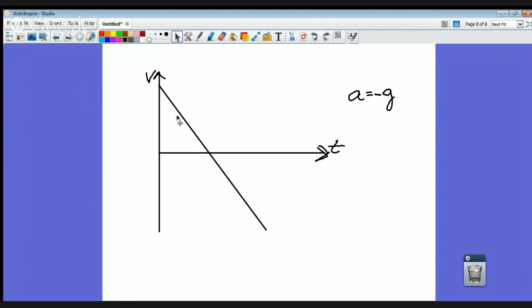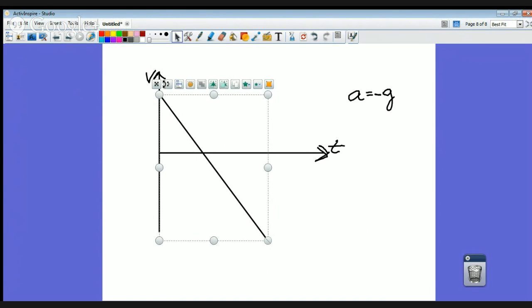But you can slide this line anywhere you want it. So maybe you started at 0 and you just dropped it. And maybe you threw it up with some initial velocity. So those are all possibilities as long as it has the right slope.